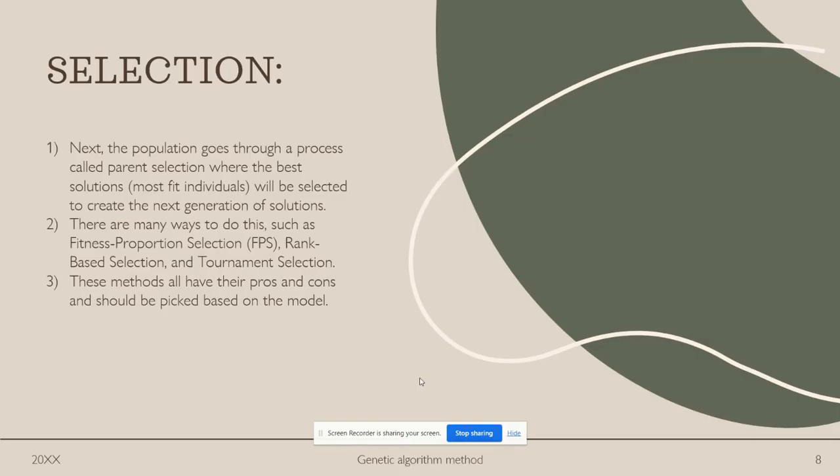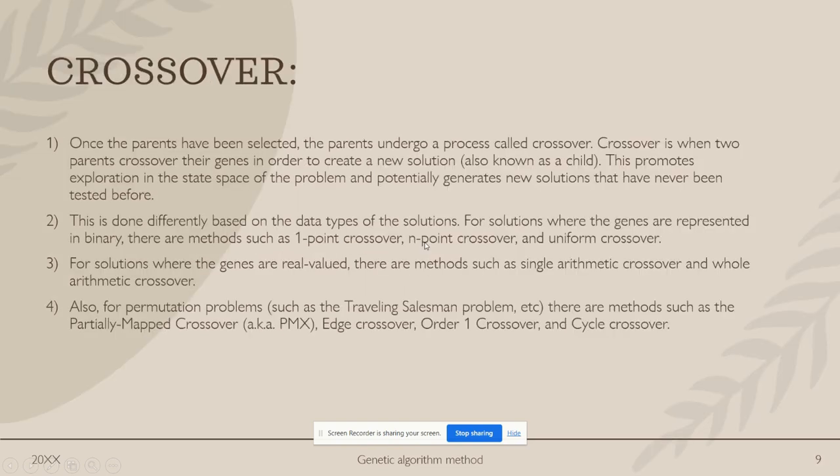Next we will discuss the selection operator. Previously we found out the fitness values of a random population during the initialization process. In selection, we will find the fittest individuals and eliminate the weakest ones. For selection, there are different ways. Some of them are fitness proportion selection, rank based selection, and tournament selection.